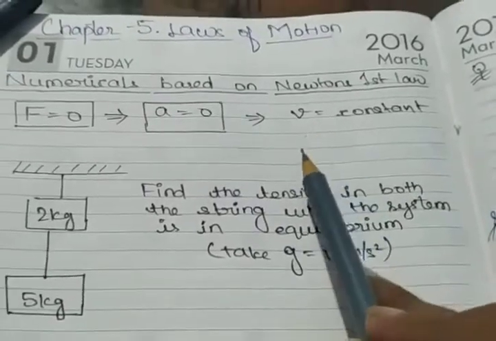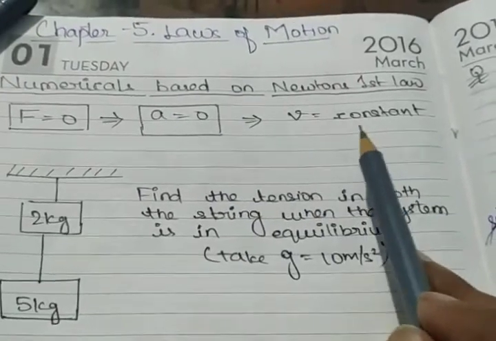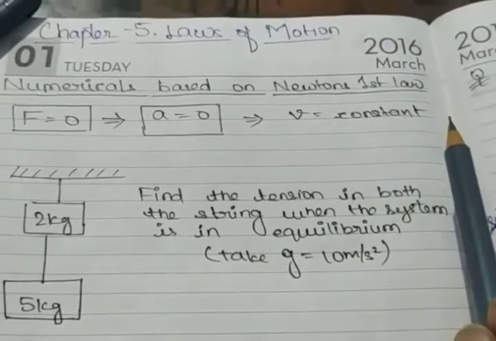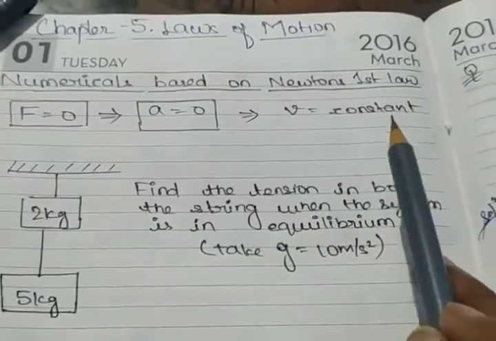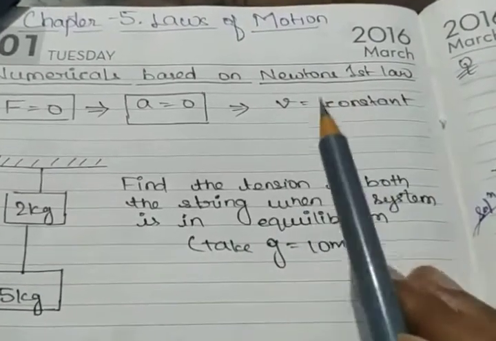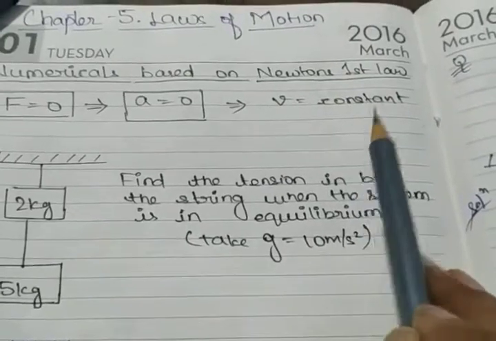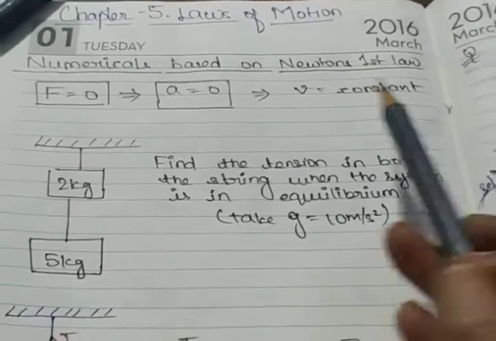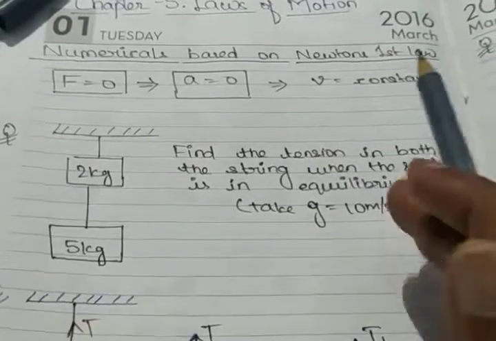This means if a body is at rest, it has zero velocity and will continue to be at rest. If the body is in motion, then it will continue in the same motion with the same velocity, that is, constant velocity. Now let us start doing a few numericals related to it.